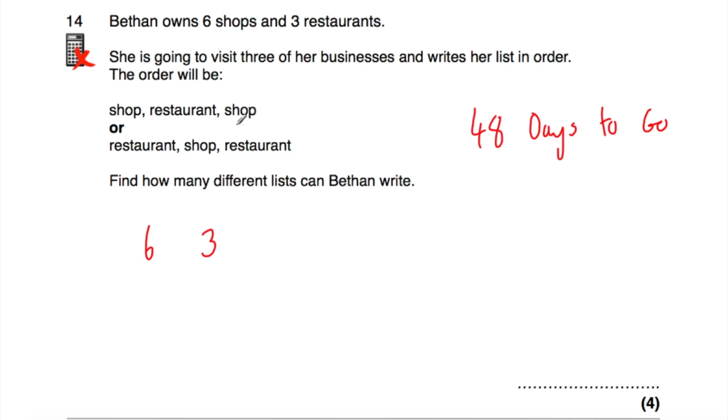And then she's going to go and visit another shop. Now she's already visited one of the shops, so she'd only have a choice of 5 other shops at that point. And then if we wanted to find how many possible lists she could write here, if we multiply those together using the product rule for counting, that'll tell us how many lists she could write, which would be a shop, a restaurant, and a shop. Now you can then figure out how many there would be for restaurant, shop, and restaurant, and then add them together to find how many different lists she could write. Okay, question number 15.